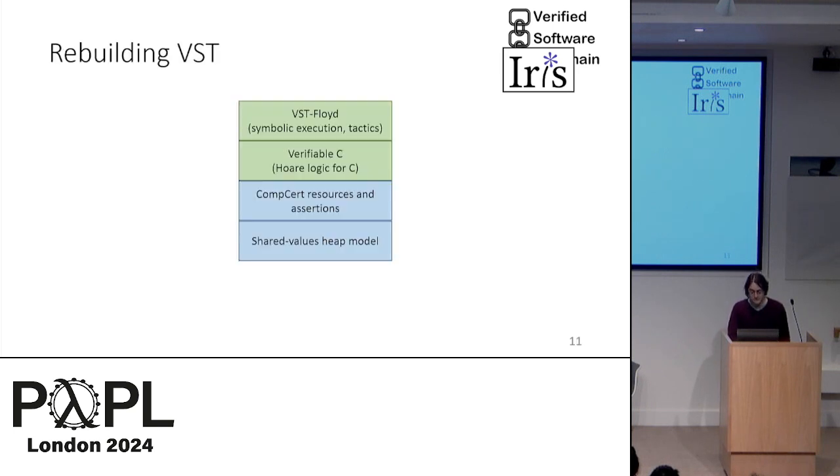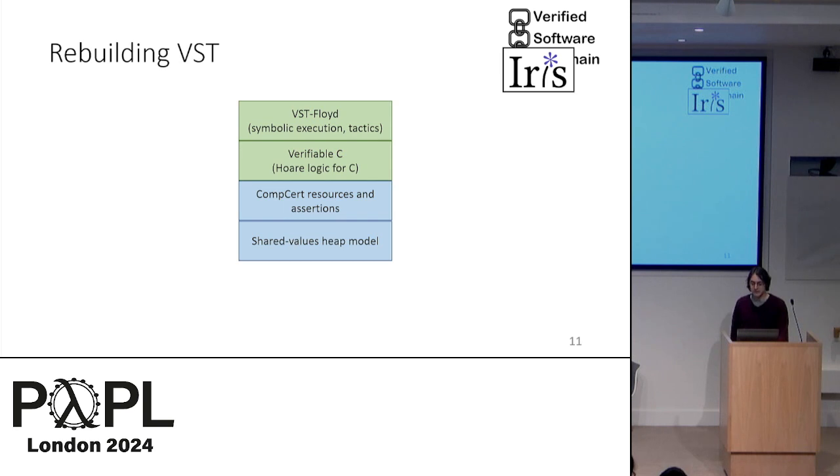So there's a lot more to VST than that. We start with this shared value resource algebra. On top of that, we define our points-to assertion and all of the other separation logic assertions we need to talk about pieces of C programs. On top of that, we define Verifiable C, the program logic of VST. And on top of that, Floyd, the tactic library that lets users actually prove things about programs.